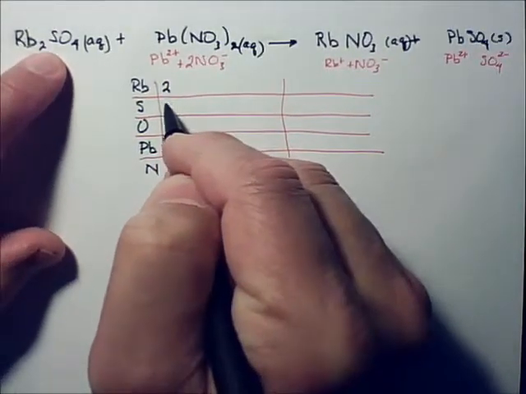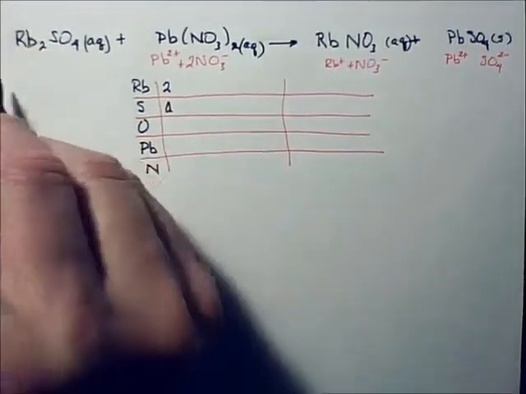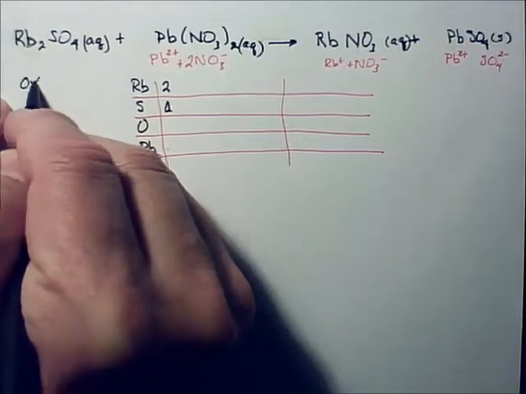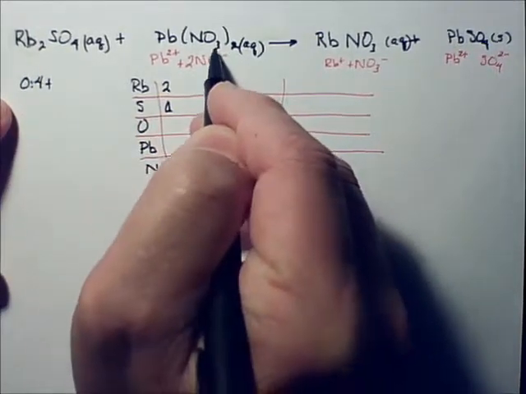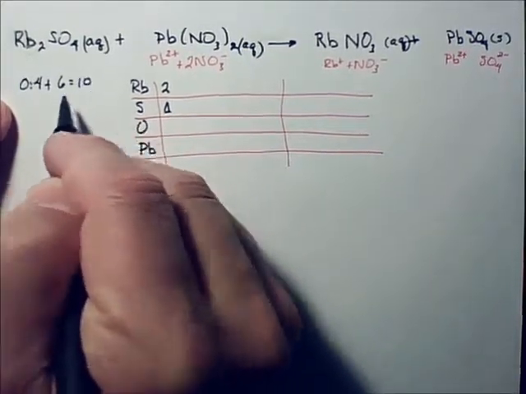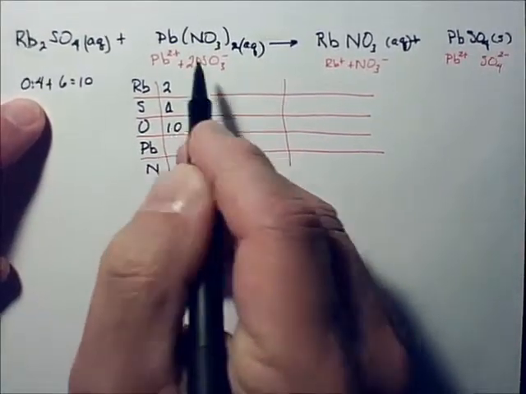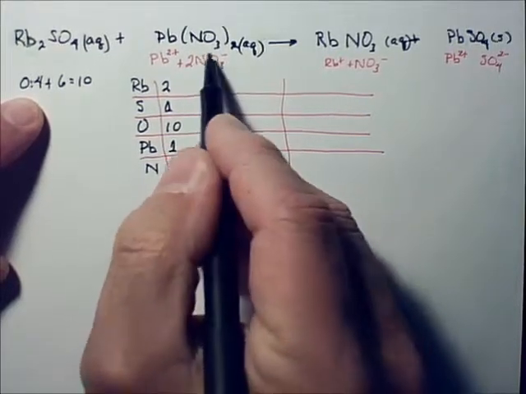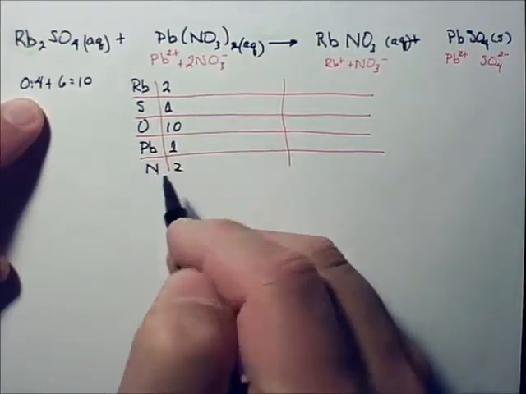2 rubidiums. 1 sulfur. I have 4 oxygens here. 3 in the nitrate times 2 is 6. That's 10 oxygens. 1 lead, and 2 outside this gives me 2 nitrogens.